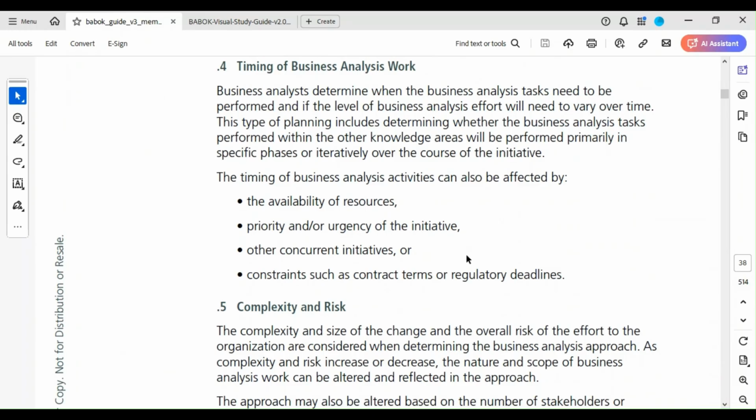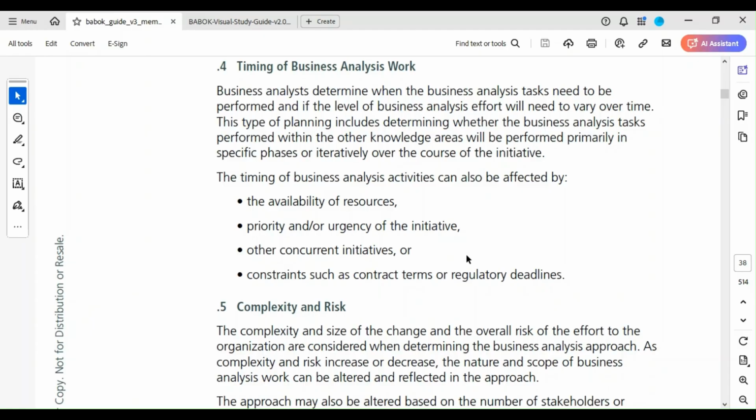Timing of business analysis work. Business analysts determine when the business analysis tasks need to be performed and if the level of business analysis effort will need to vary over time. Remember we are still under elements, so that you don't get confused. This type of planning includes determining whether the business analysis tasks performed within other knowledge areas will be performed primarily in specific phases or iteratively over the course of the initiative.